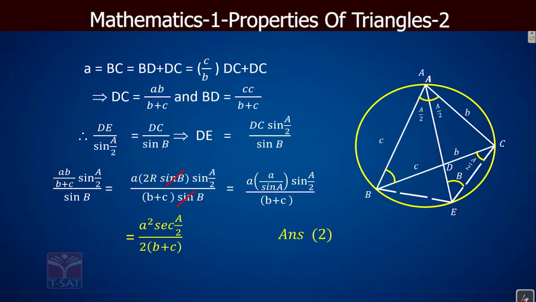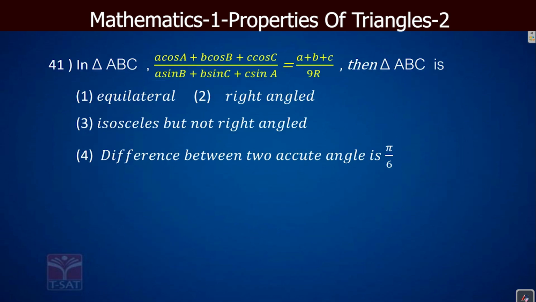So the correct option is option number 2. Next, question 41. In triangle ABC, if (A cos A + B cos B + C cos C) / (A sin B + B sin C + C sin A) = (A + B + C) / 9R, then triangle ABC is: 1, equilateral; 2, right angled; 3, isosceles but not right angled; 4, the difference between two acute angles is pi by 6.